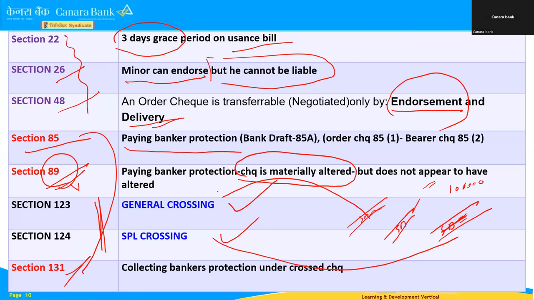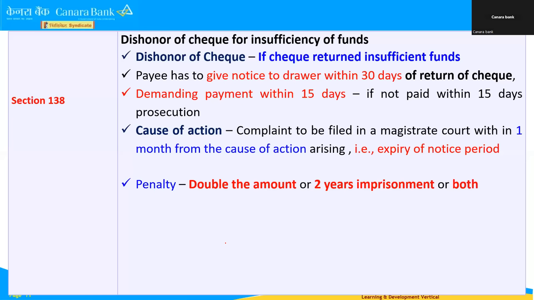This is the concept. Now come to dishonor of checks. Section 138 of NI Act discusses dishonor of checks. Please remember, dishonor means it should return only for insufficient funds. This is one important point. Insufficient funds means the check... I hope you know technical reasons, sir. Date wrong, signature wrong, these things do not come under dishonor of check for Section 138. It is a check return, but it will not come under the purview of Section 138.